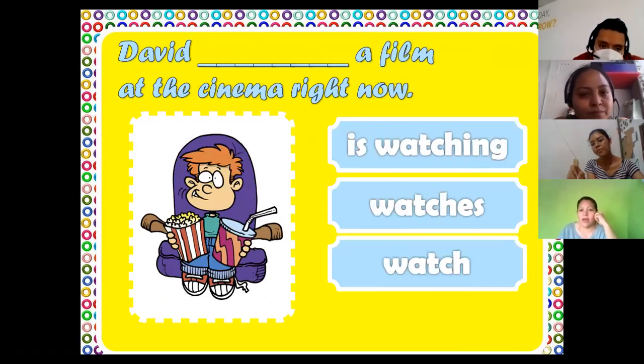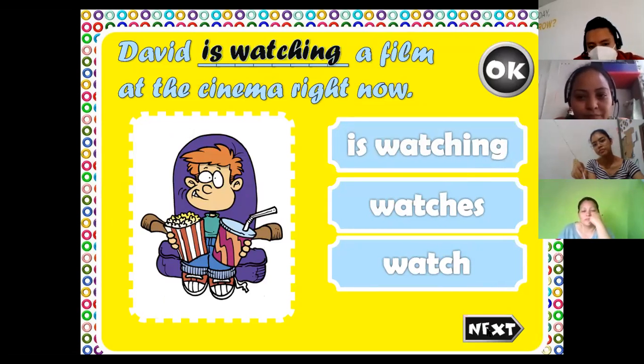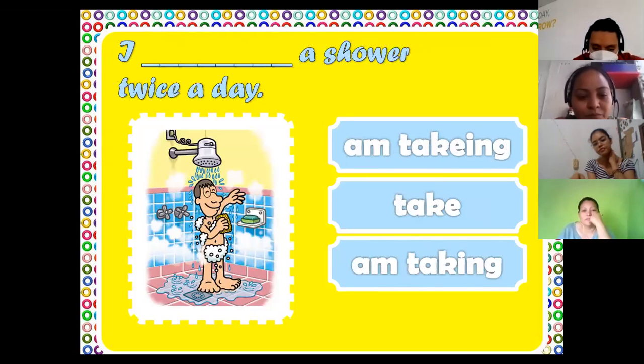Caesar? David is watching a film at the cinema right now. Perfect. So David is watching. Good. Thank you. Choose another person, Caesar. Natalia. Okay, Natalia. I take a shower twice a day. Good, Natalia. Choose another person.